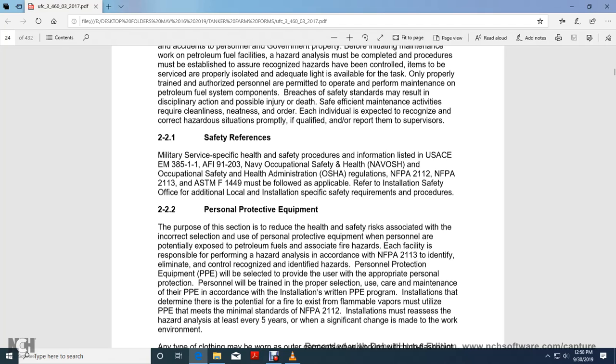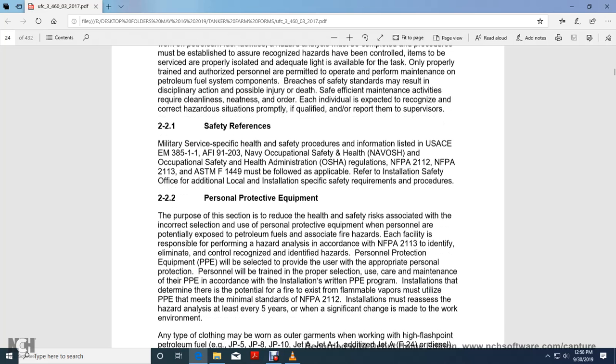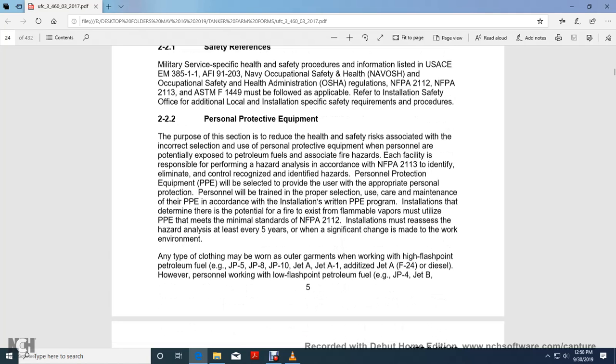Personnel will be trained in the proper selection, use, care, and maintenance of personal protective equipment in accordance with the installation personal protective equipment program. If it is determined that a potential fire exists from flammable vapors, the personal protective equipment must meet the minimal standard of National Fire Protection Association 2112. The installation must reassess the hazard analysis at least every 5 years, or when a significant change is made to the work environment.